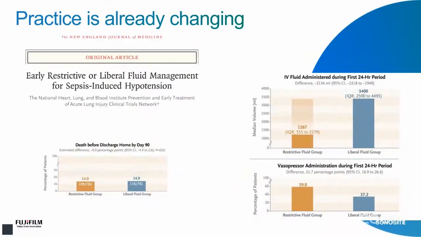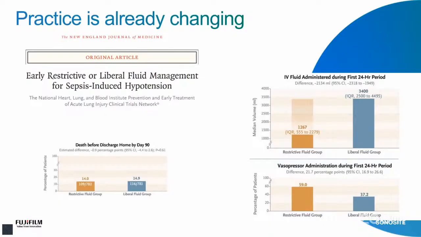And this CLOVERS subgroup analysis shows that the practice is already changing. And when we really try to push people to be in a restrictive versus liberal fluid group, again, we see no real difference in outcomes other than the fact that the restrictive fluid group got more vasopressors, but we see a difference in fluids of about 2 liters. Again, making it so that I feel as long as you're within a range of appropriate fluid values, I'm a little less concerned in most patients.